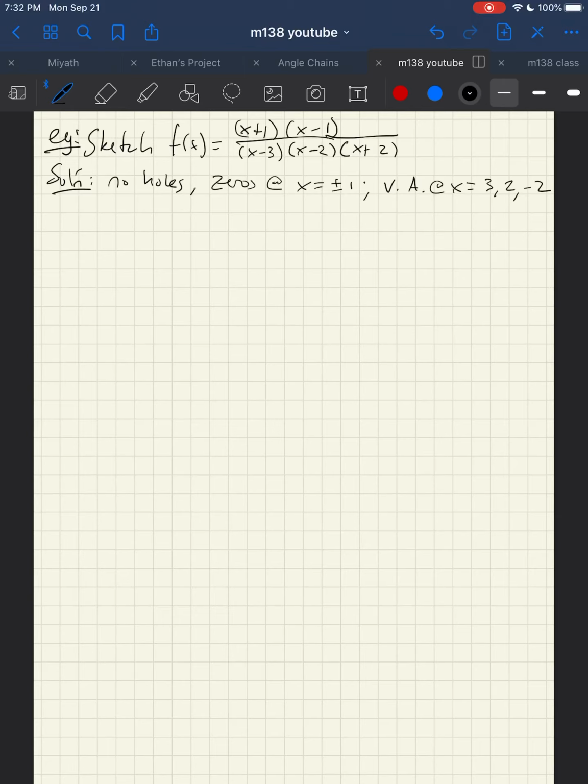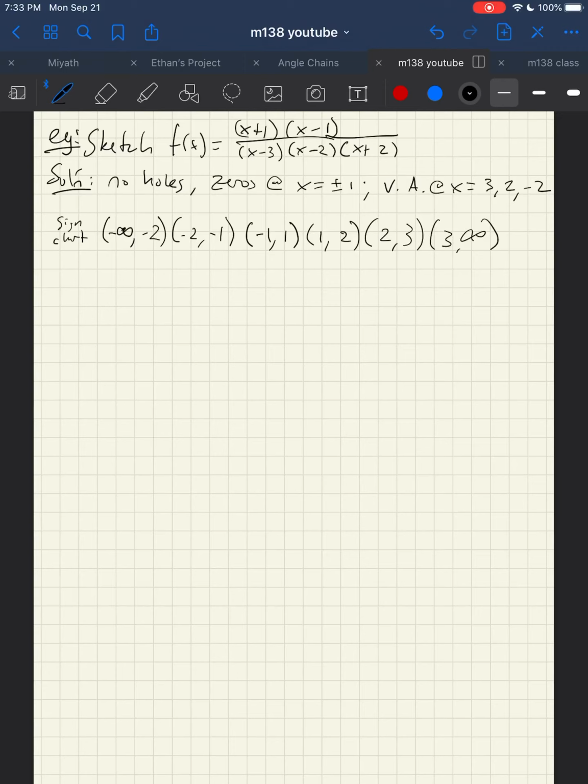Now what we need to do is set up all of our different ranges. Those are the ranges around these points, and then do our sign chart. Those ranges are going to be negative infinity up to the leftmost value, which is negative 2, then from negative 2 to negative 1, then from negative 1 to positive 1, and then from 1 to 2, from 2 to 3, and finally from 3 to infinity.